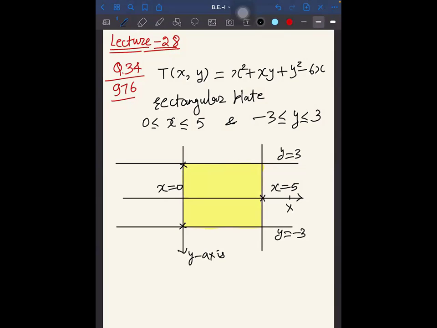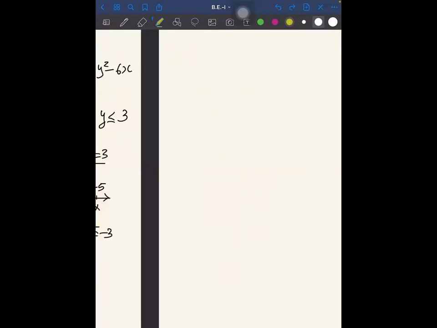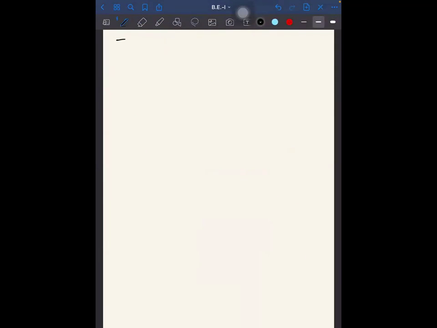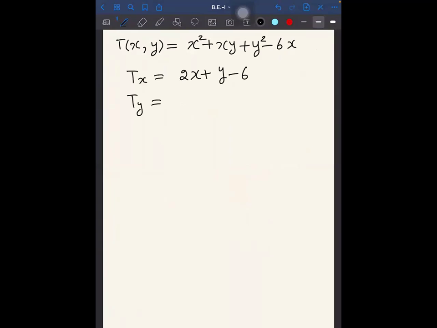First of all, try to calculate the local maxima and minima for this function, and then we'll restrict our things to the boundaries, as we have done in the last class as well. So we have T(x, y) as x square plus xy plus y square minus 6x. Let's start with Tx, that is 2x plus y minus 6, and Ty, that is x plus 2y.